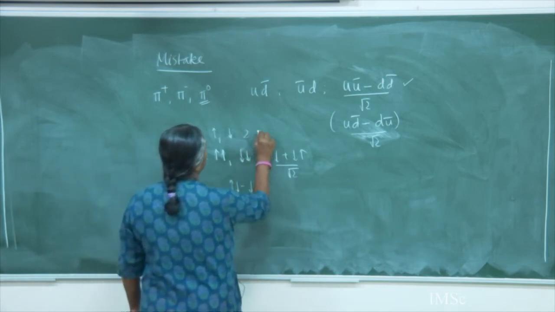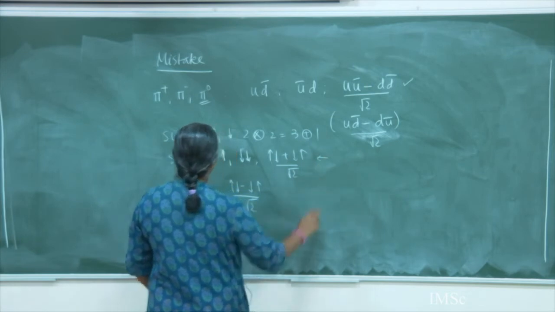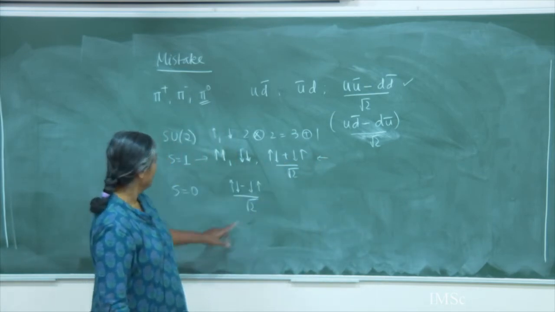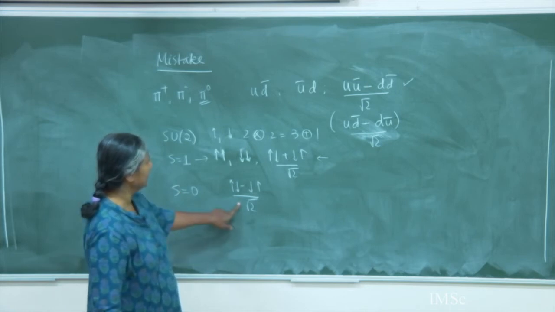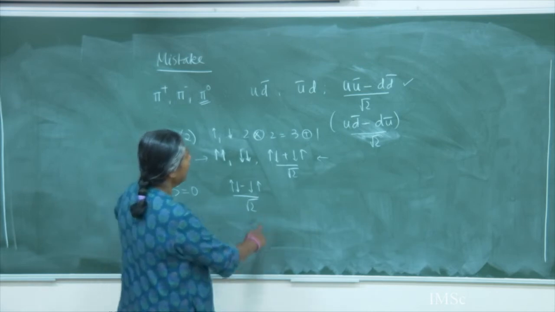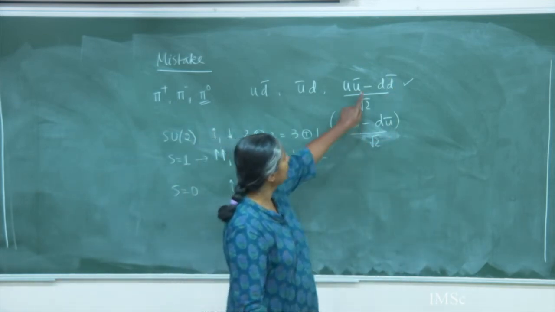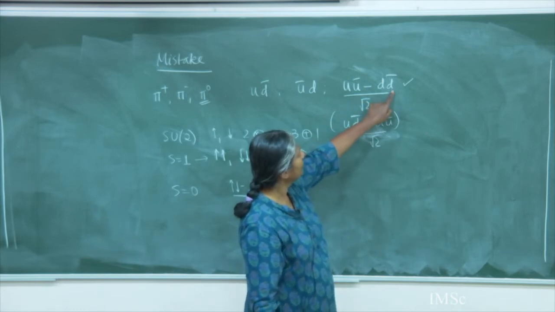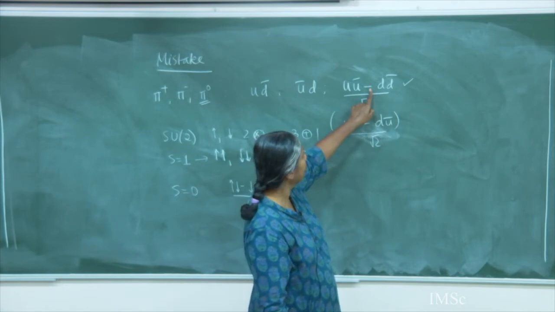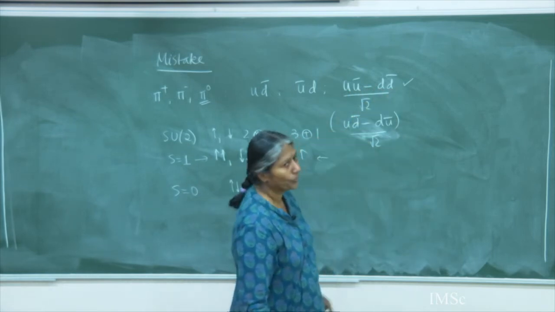We had written 2 cross 2 is equal to 3 plus 1. So this is the symmetric. S is equal to 1, Sz is 1, minus 1 and 0, and this is the S is equal to 0, completely antisymmetric. This is the completely symmetric one. Okay. So I had said that because of charge conjugation, we have a minus sign because the charge conjugate of D is not D bar but minus D bar. Okay, and therefore this minus sign came. You can think of it as u u bar plus d minus d bar by root 2.